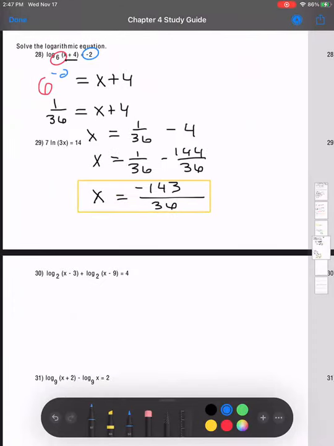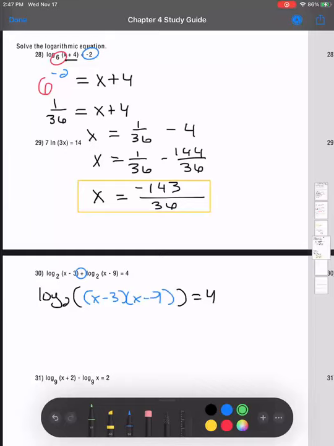Okay, so for 30, it is also solving the logarithmic equation, but it is log with a base of 2, x minus 3, plus log base 2, x minus 9 equals 4. So first, let's combine our logs. Because we have this addition sign, we're just going to be multiplying what's on the inside. So we are going to have log with a base of 2, and then in parentheses, x minus 3 times x minus 9, and then equal 4.